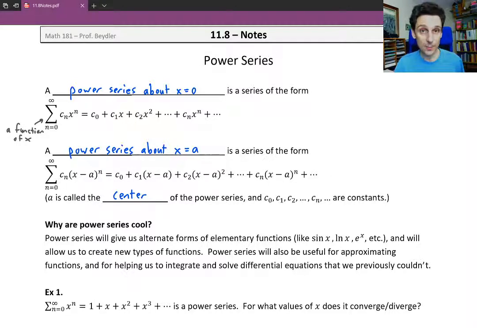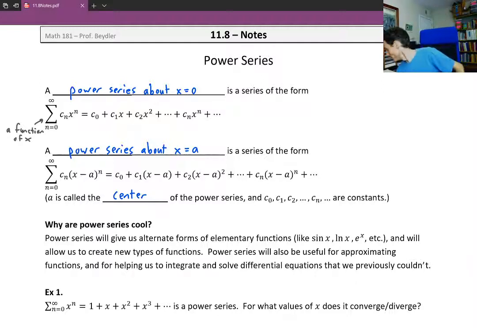So the main thing is that the power series about x equals 0 here is going to be some kind of function of x. Now you can also write the power series with a different center. A power series about x equals a, where a is any number, is a series of the form n goes from 0 to infinity of c sub n times x minus a to the nth.